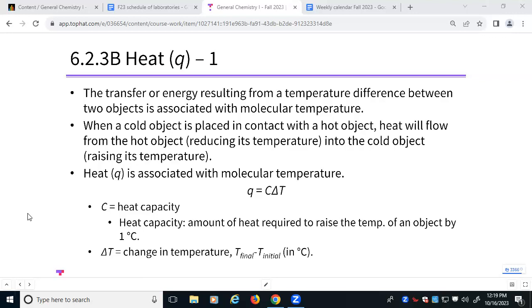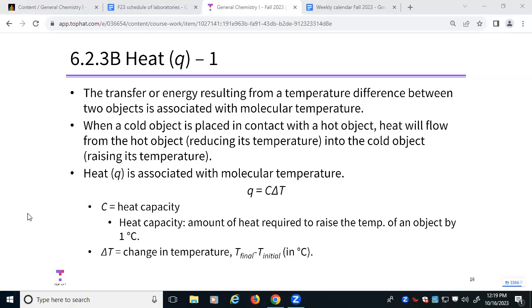So if I have an object at 90 degrees and another one at 30 degrees, we know for a fact that the 90-degree object is going to transfer energy to the 30-degree object, and they're both going to change until they reach some kind of thermal equilibrium, and they end up at the same temperature. For the hot object, that means that it's going to cool down. For the cool object, that means it's going to warm up.